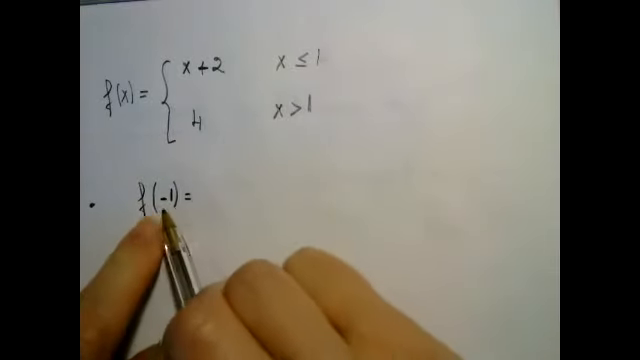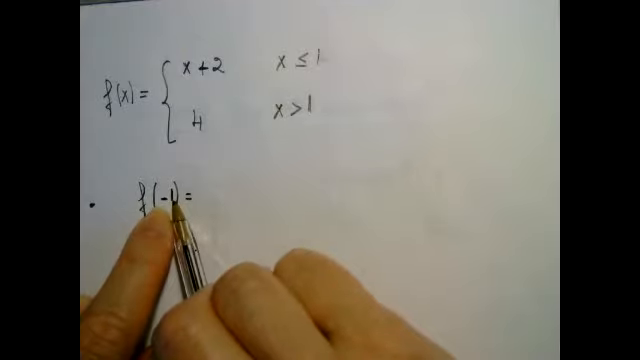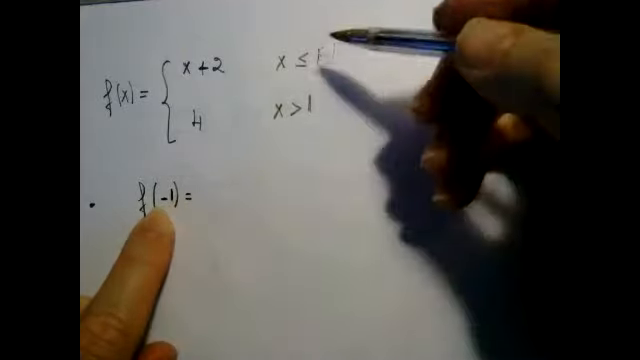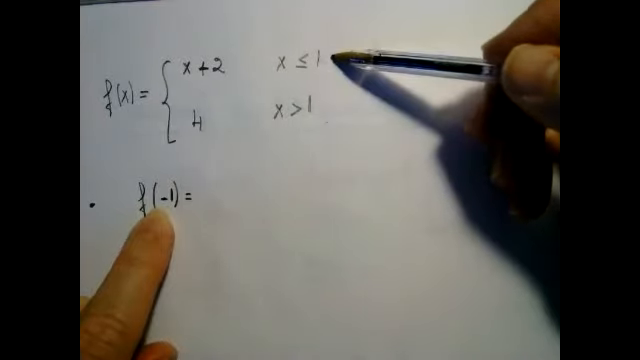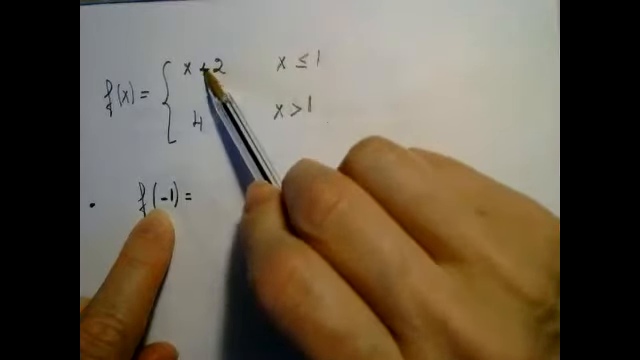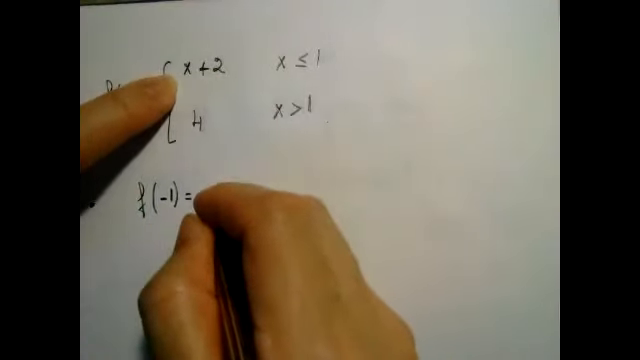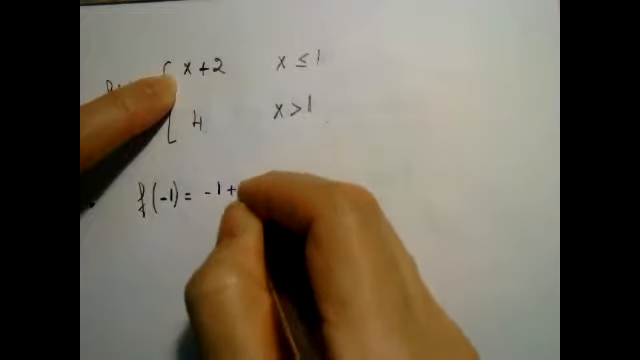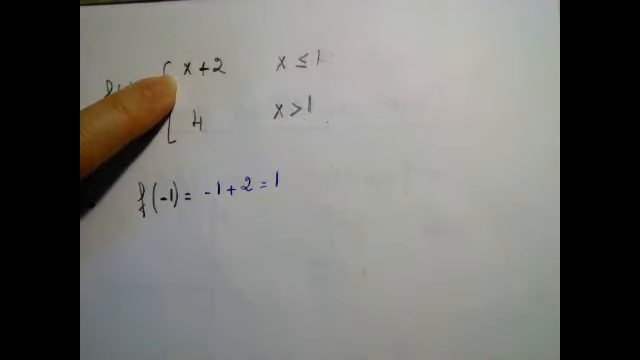We have to be precise. First, I take my input of -1. I ask myself, what is the formula for -1? We have two formulas. Where is -1 sitting? -1 satisfies this condition. If it satisfies this condition, it means this is the rule that we have for -1. So it's going to follow this rule. So it's -1 plus 2, which is equal to 1. Okay, so the output depends on your input. The formula for the output depends on where your input is.